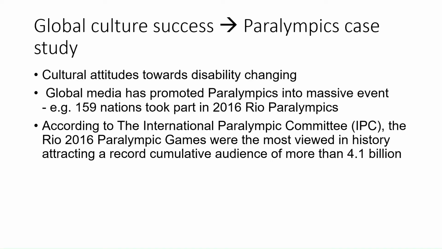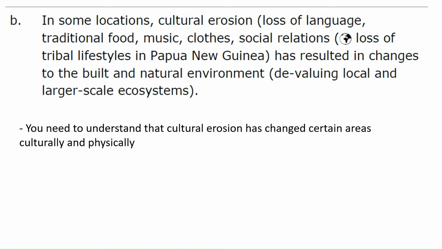And according to the IPC, the International Paralympic Committee, the Rio 2016 Games were the most viewed in history, attracting a cumulative audience of 4.1 billion. This is for the Paralympics alone. So it really shows how global culture can also be positive and for disadvantaged groups. And that is basically it. And let's move on to 3.6b then.